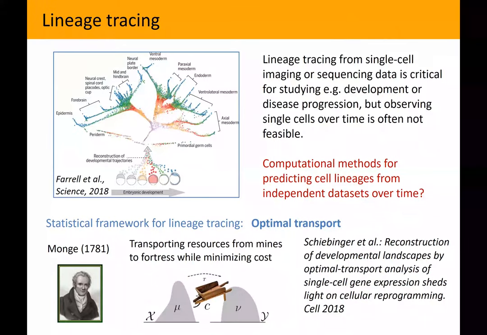So that's a problem of lineage tracing. What I would really like to be able to do is, from measurements at different time points of the same population of cells, but of course of different cells, I would like to be able to predict how this cell would have looked were I able to look at it also at time point two.